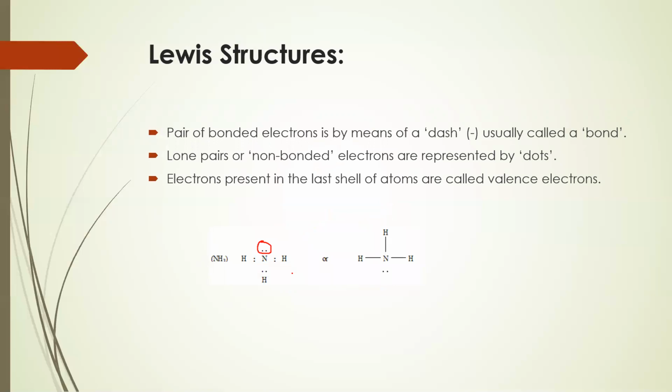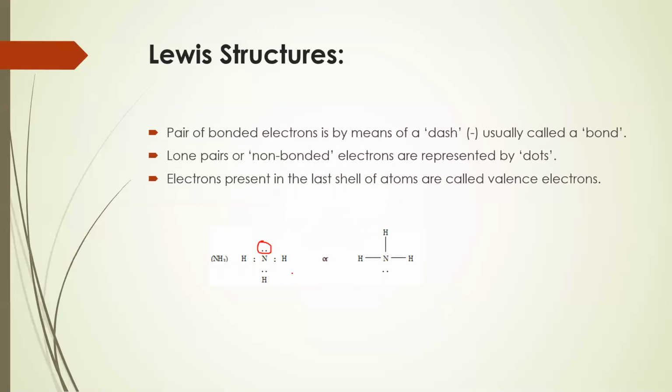Now the Lewis dot structure says that a pair of bonded electrons is represented by a dash. Lone pairs or non-bonded electrons are represented by dots. Electrons present in the last shell of atoms are known as valence electrons. I repeat, the electrons present in the last shell of an atom are known as valence electrons. For example, let us take the example of ammonia.